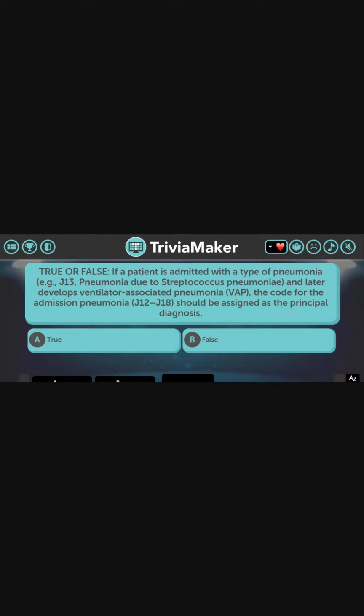All right. So this one is going to be true. When a patient is admitted with one type of pneumonia and it develops into ventilator associated pneumonia, you are still coding the first type of pneumonia they came in with as the principal diagnosis. Yes, that one was a little bit of a difficult one. And again, I will reference the exact guidelines so you can go back and look at it word for word just to get a little bit more practice. But yeah, chapters 10 through 14 have some difficult ones, but that's okay.